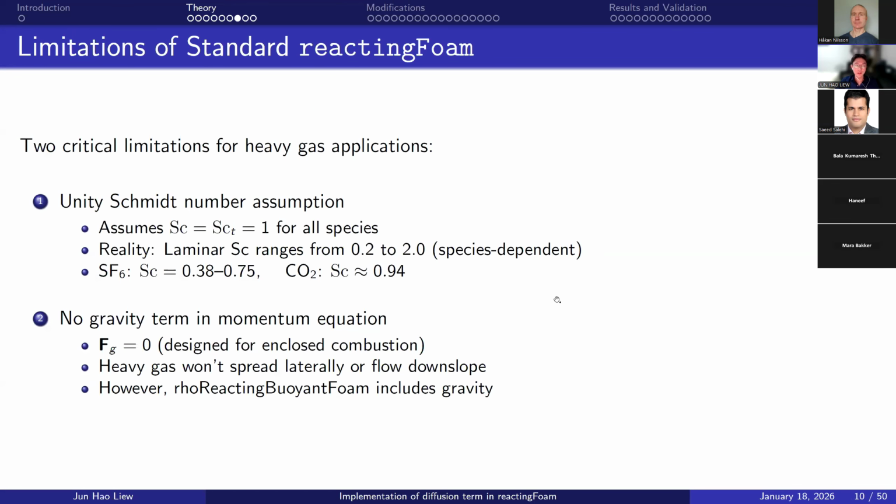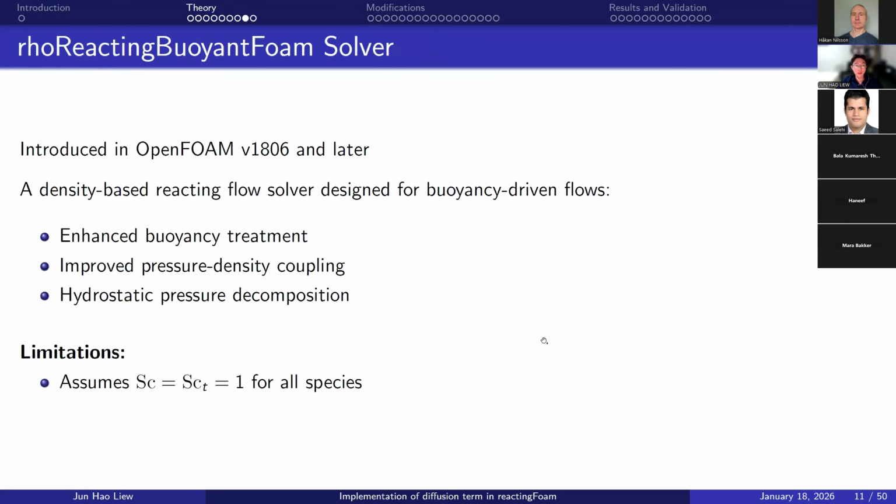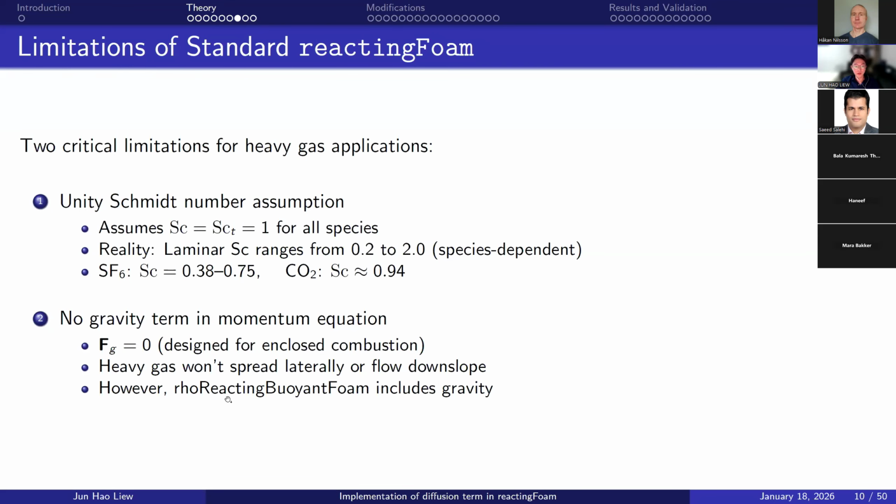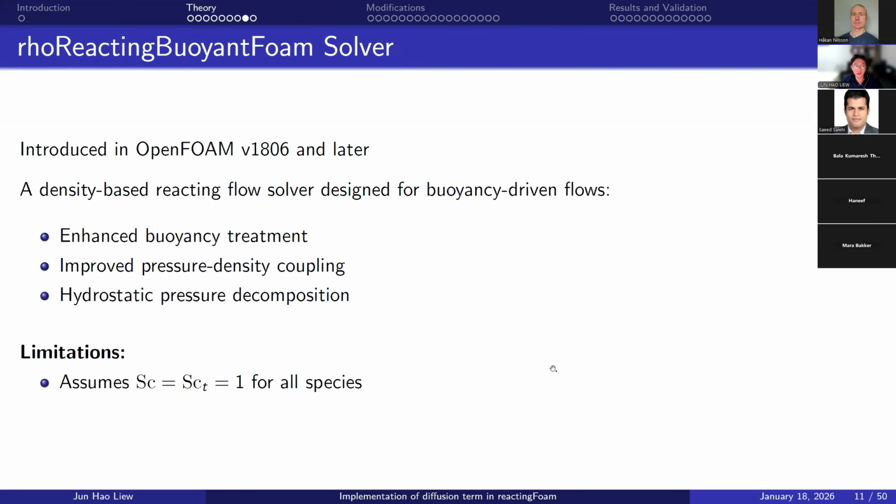So here we have a summary of limitations of the standard reactingFoam. Mentioned just now, Schmidt number equals 1. This is not correct if you want to model heavy gas dispersion. And then there's no gravity term in the momentum equation. But in recent versions, the rhoReactingBuoyantFoam is introduced. I think it's in version 18 and later.